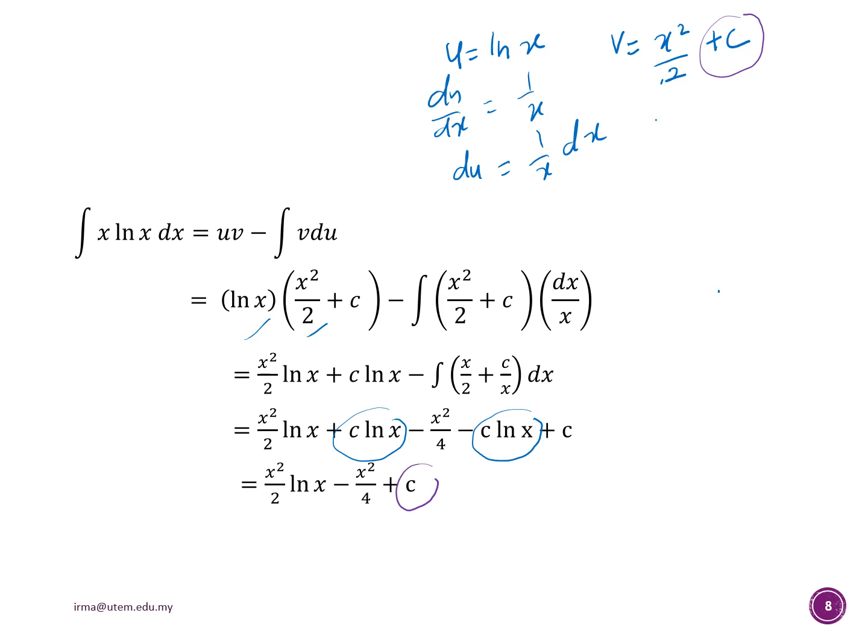Alright, so this is just the introduction to integration by parts. More examples will be in the second part of the videos.